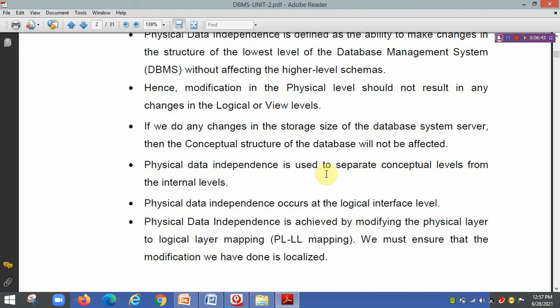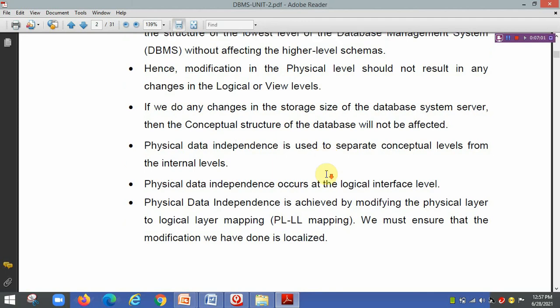That means physical layer और internal layer में ये changes हो रहा है, लेकिन logical layer में कोई भी effect नहीं आ रहा है. That means ये दोनों layer को mapping करके ये changes करता है, लेकिन next higher layer में कोई भी effect नहीं आता है. Okay. We must ensure that the modification we have done is localized.